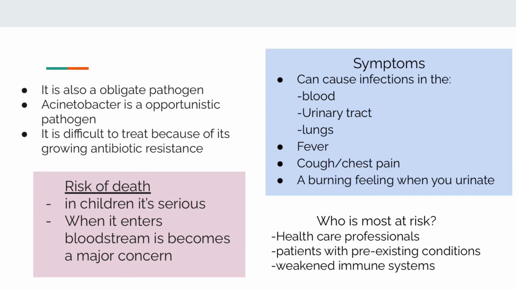Acinetobacter is an obligate pathogen. It's also an opportunistic pathogen. This is because it will strike a patient when their immune system is already compromised. This happens mostly in hospitals because there are many immunocompromised patients already there.